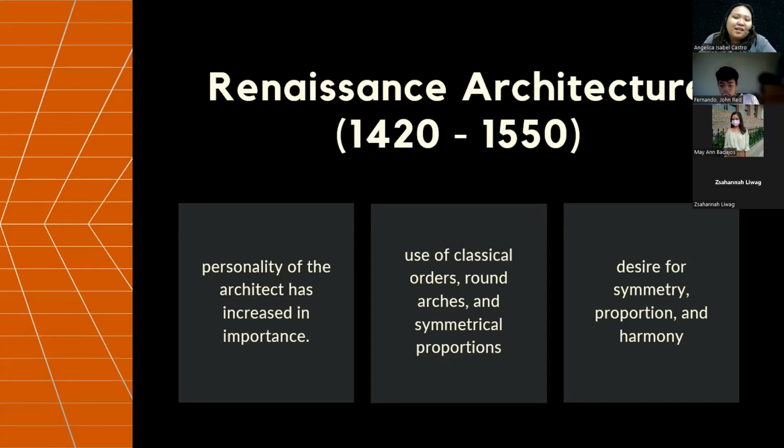Next is the use of classical orders, round arches, and symmetrical proportions. Later on, we'll find out what we mean by, oh my God, binalik natin yung mga classical orders before, the Doric, Ionic, Corinthian, the Tuscan, and the composite orders. You will still see these 5 orders again in your Renaissance architecture. Round arches, of course, we have been seeing that. We're familiar with that. Desire for symmetry, proportion, and harmony.